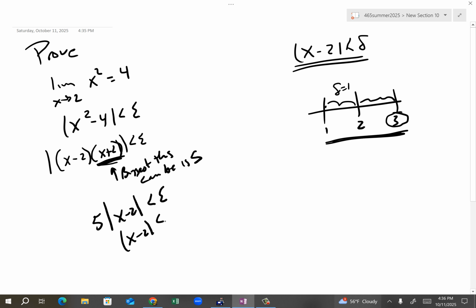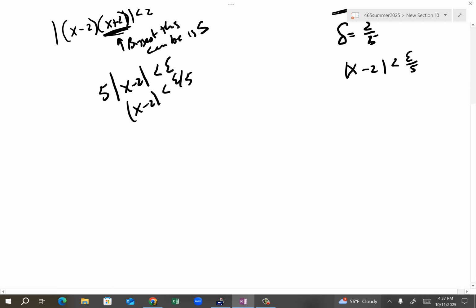Which means I am going to choose my delta. There it is. So I'm going to say that delta equals epsilon over 5. There you go, over 5. Which means that the absolute value of x minus 2 has to be less than epsilon over 5.